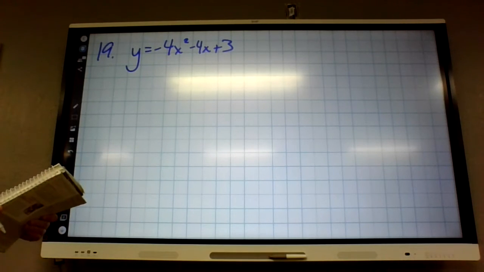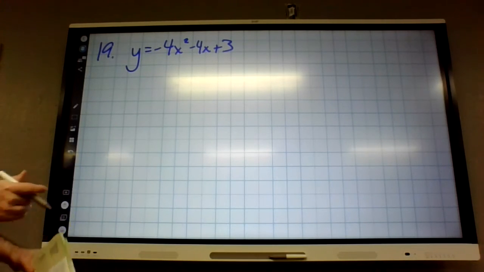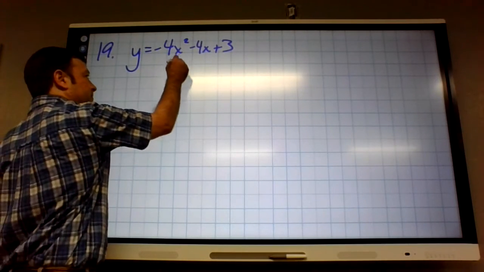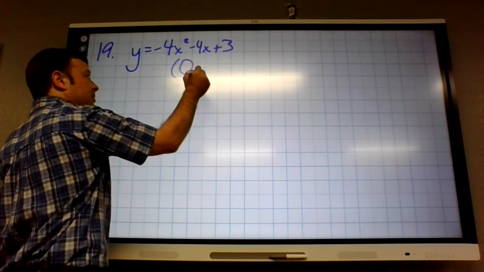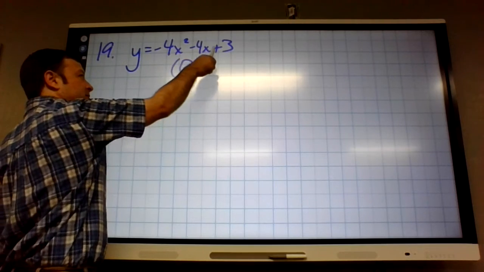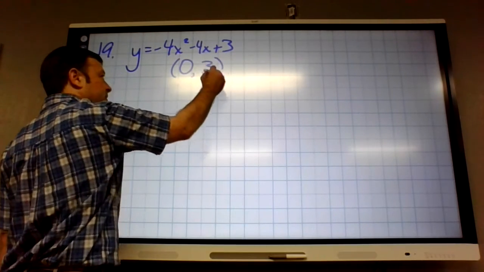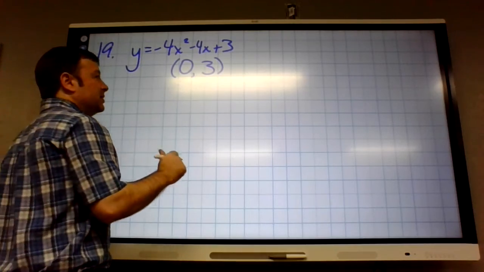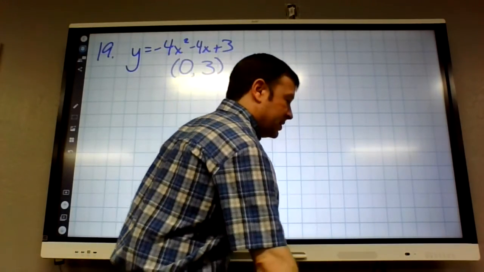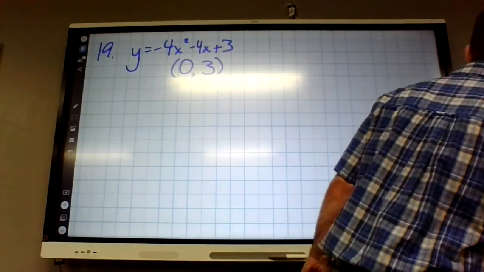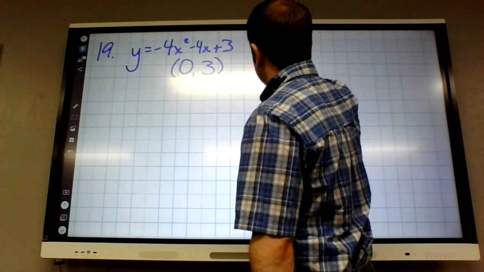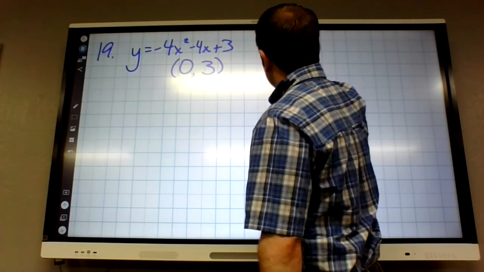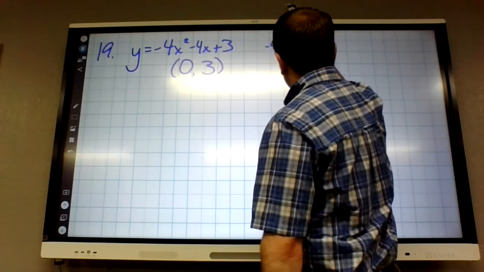Okay, so do you guys remember how I found the y-intercept last time? Put 0 in for x, so that'd be 0, 0 plus 3, so 0, 3. It's kind of easy to find the y-intercept because it's easy to plug in a 0. All right. To find the zeros of the function, or the x-intercepts, I need to set that equal to 0.